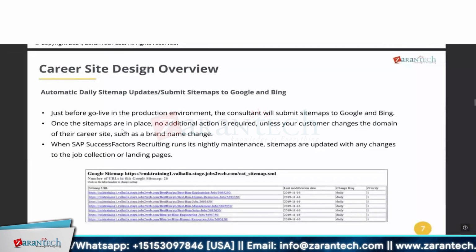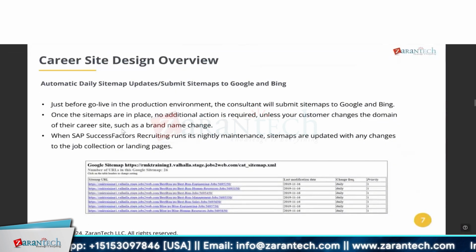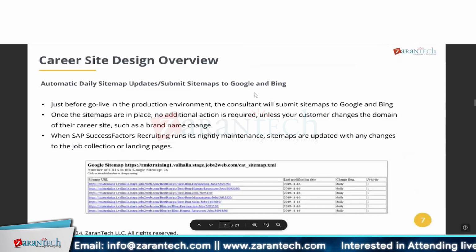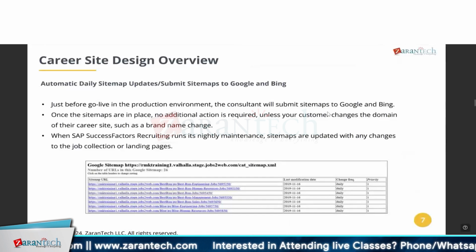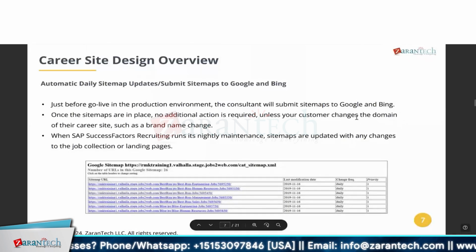Okay. And then there are certain other things that we need to update in the site. What they're saying is automatic daily sitemap updates to Google and Bing. Just before go live in the production environment, the consultant will submit sitemaps to Google and Bing. So what does it mean? Do you have to do it manually or not? Whenever you are creating the site in the test system, you don't have to do all of this, because the test system will be restricted only within the organization and the testing team, and not for Google or external parties. This should be done only in the production system.